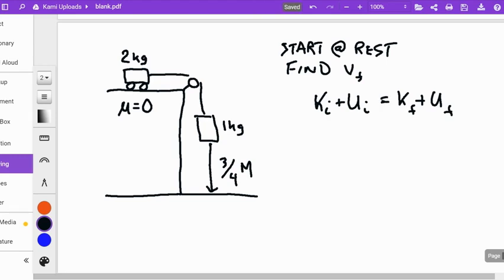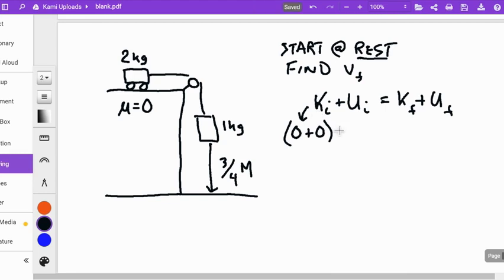And let's look for some easy zeros. One easy zero that I see is that the initial kinetic energy must be 0 because neither one of these carts is moving. By initial here, what we mean is the part when it's at rest. So the 2 kilogram cart has 0 kinetic energy, and so does the 1 kilogram object. Those both have 0 joules.